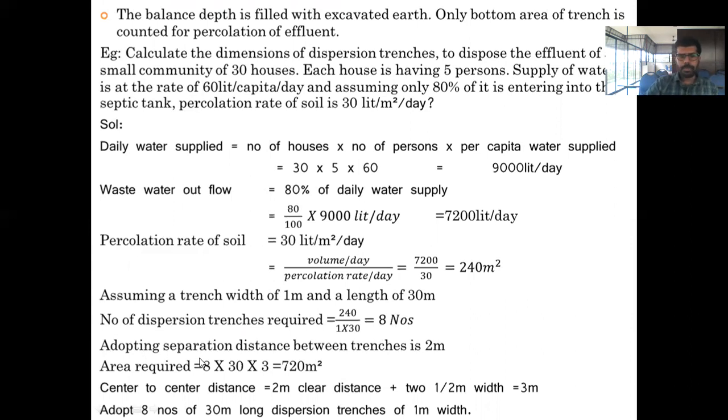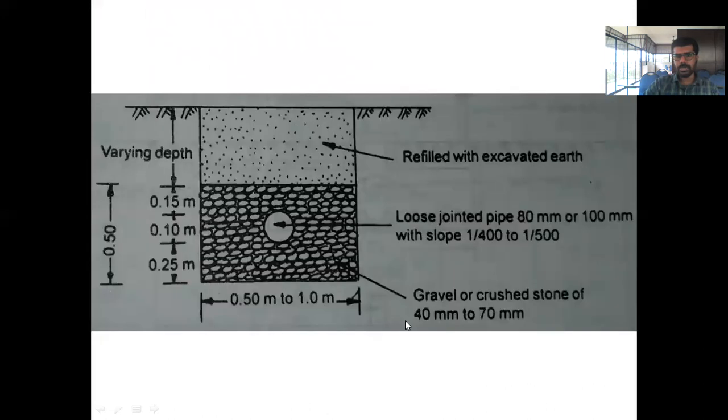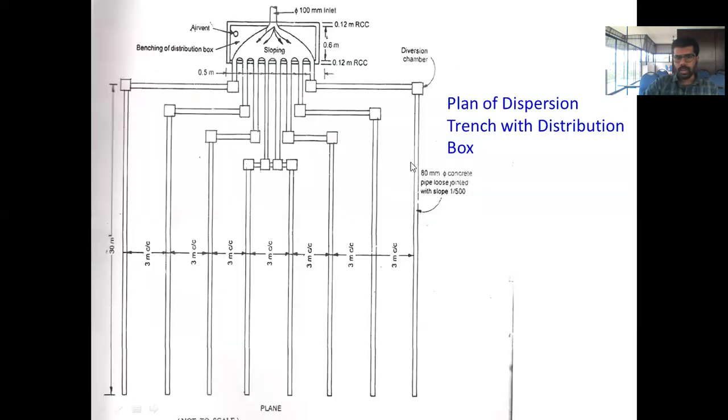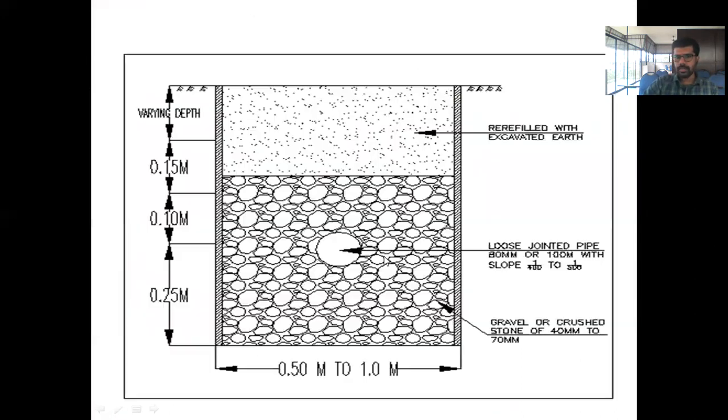Now adopting a separation distance between the trenches of 2 meter. Between the trenches means this only. This is one trench, this is another trench. Inside this trench only this 80 mm pipe is flowing. The distance between this end and this end is 2 meter, not 3 meter, 2 meter only. So how do you get this 3 meter?